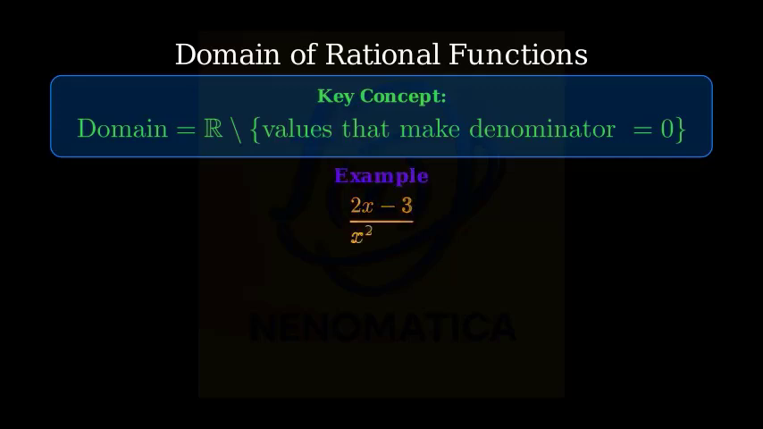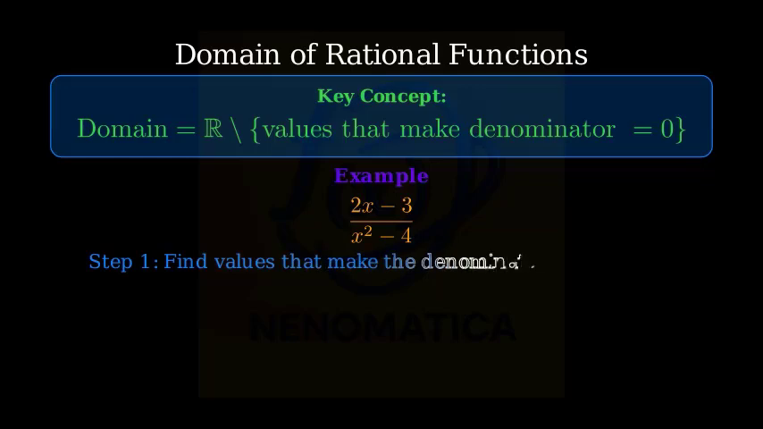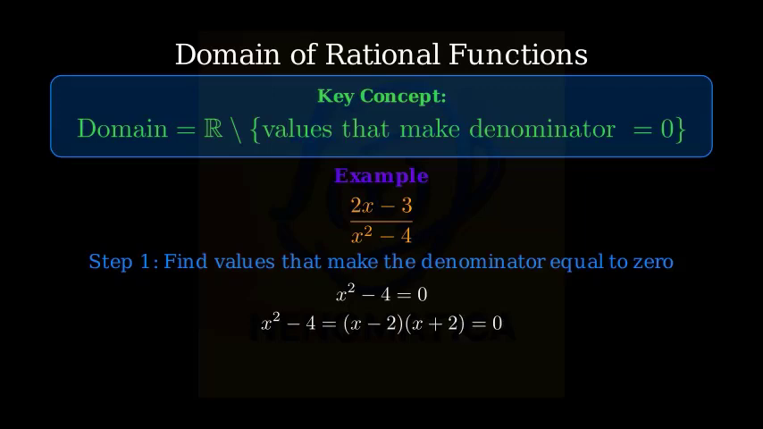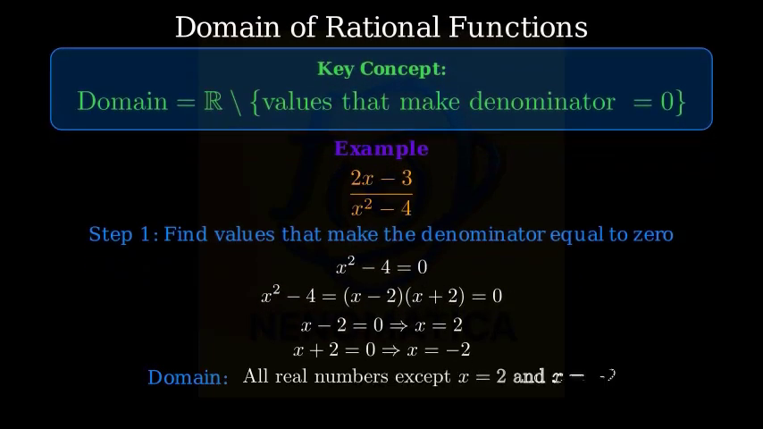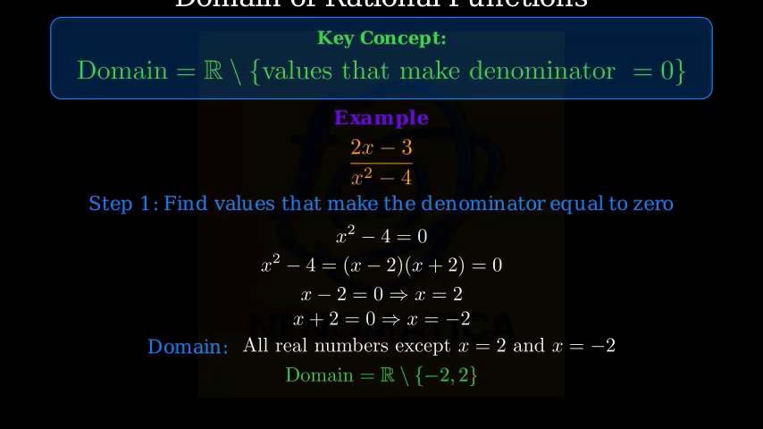We have the rational function (2x - 3) divided by (x squared - 4). First, we need to find the values that make the denominator equal to 0. We can factor the denominator as x squared minus 4 equals (x - 2)(x + 2). So, setting each factor equal to 0, x minus 2 equals 0 gives us x equals 2, and x plus 2 equals 0 gives us x equals negative 2. Therefore, the domain of our rational function is all real numbers except x equals 2 and x equals negative 2. In set notation, we write this as the set of real numbers minus the set containing negative 2 and 2.